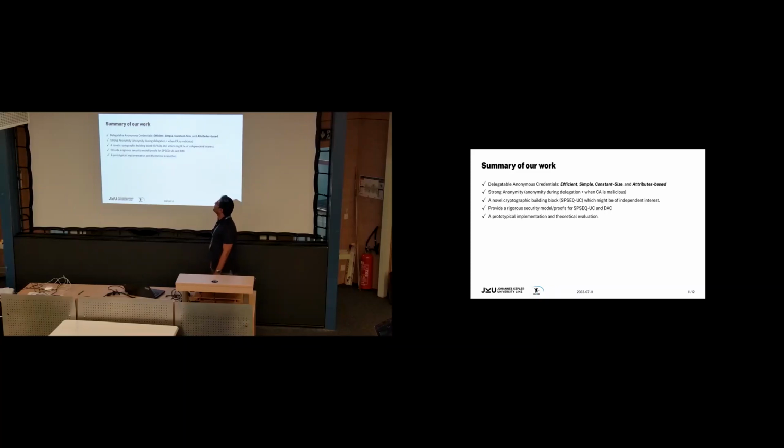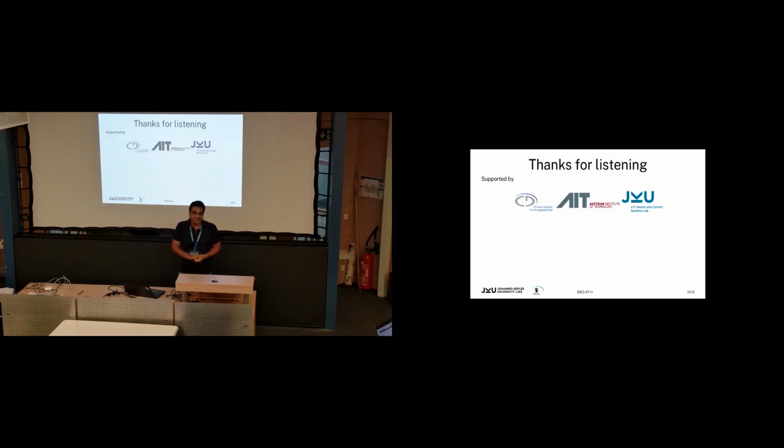Okay, if I'm going to summarize our work, we propose a delegatable anonymous credential, which is efficient, simple, provides strong anonymity and is attribute based. Along the way we propose a new signature, which may be of interest for other applications as well. We provide really precise security definitions, proofs and models that you can check out in the paper. Finally, we have the implementations, and I just don't have time to explain too many details, but there are other cool things in the paper, please check. So thank you so much.